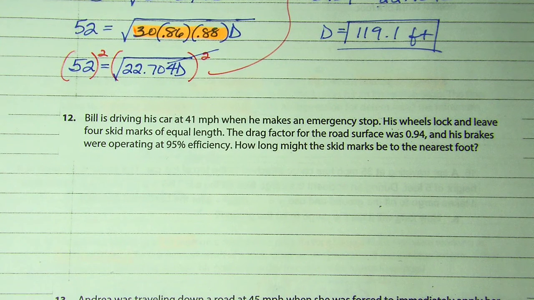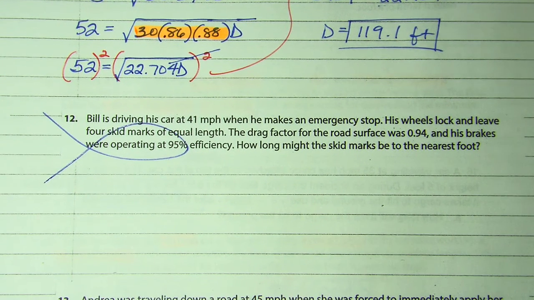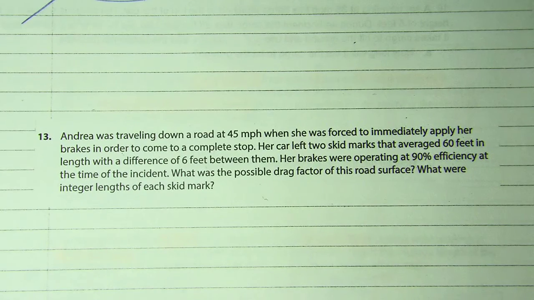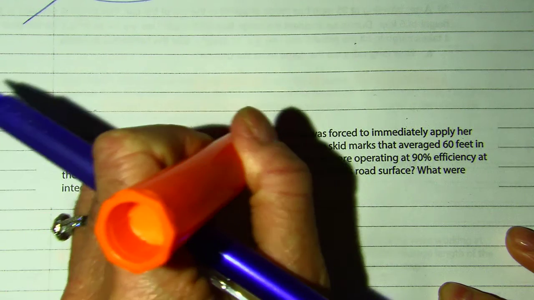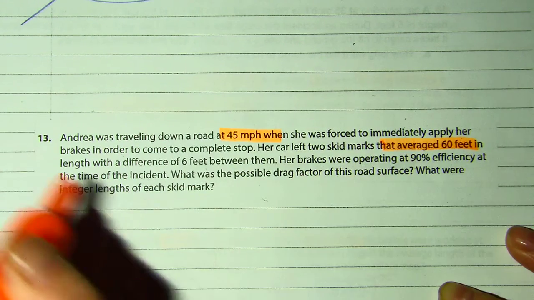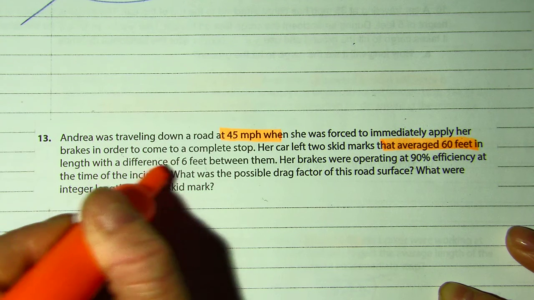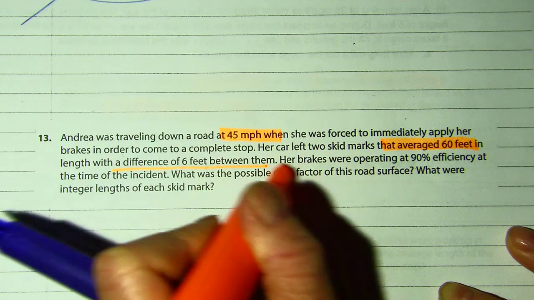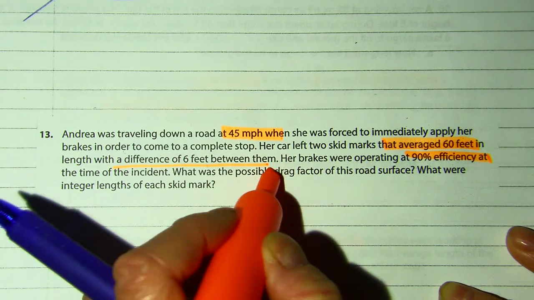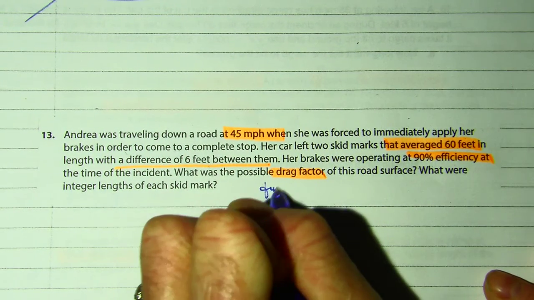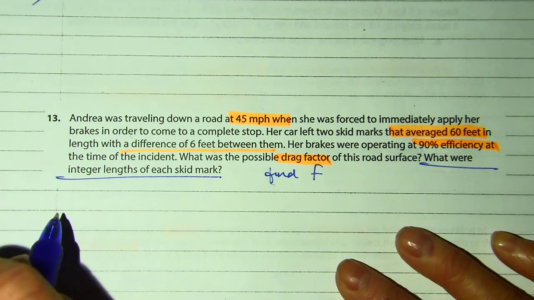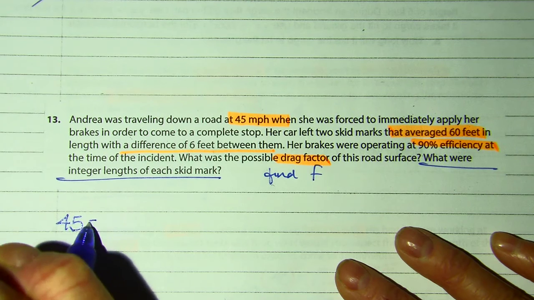All right, next one. And this one is just like 11, so I'm going to skip. And so I'm going to go to 13. For this one, they gave us her speed. She was traveling at 45 miles per hour. She left 2 skid marks, but they already averaged it for us. They had a difference of 6 feet between them. Her brakes were operating at 90% efficiency. What was the possible drag factor? So they want us to find F and what were the integer lengths of each skid mark. So let's plug it in. She was traveling at 45 miles per hour.